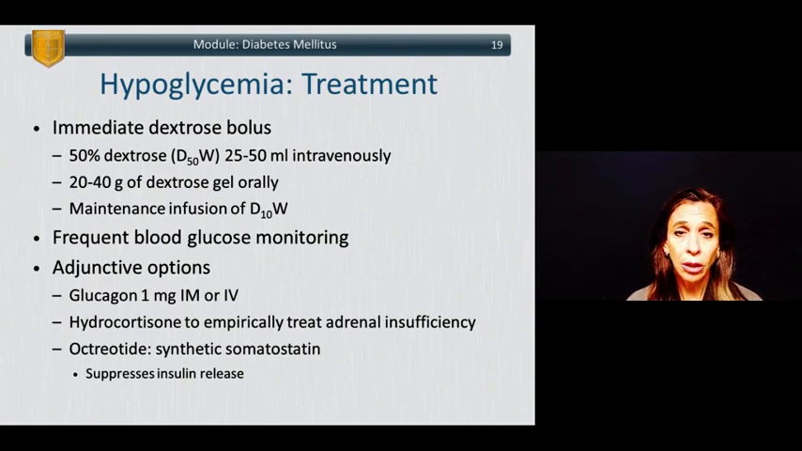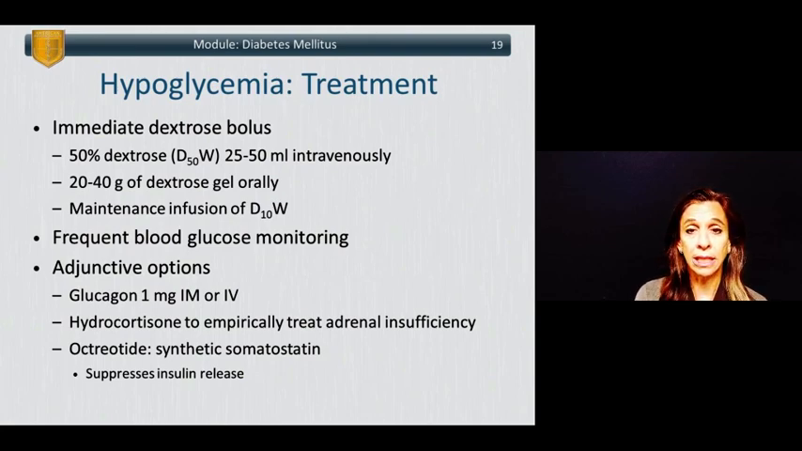Adjunctive options can include glucagon, which is typically reserved for patients who do not have IV access or you do not have access to dextrose-containing solutions. This can be given as a 1 milligram IM or IV bolus. Hydrocortisone can empirically treat adrenal insufficiency, since that may be the cause or associated with other causes of hypoglycemia. And octreotide, which is a synthetic somatostatin, can suppress insulin release, typically used in patients who have insulin-secreting tumors.